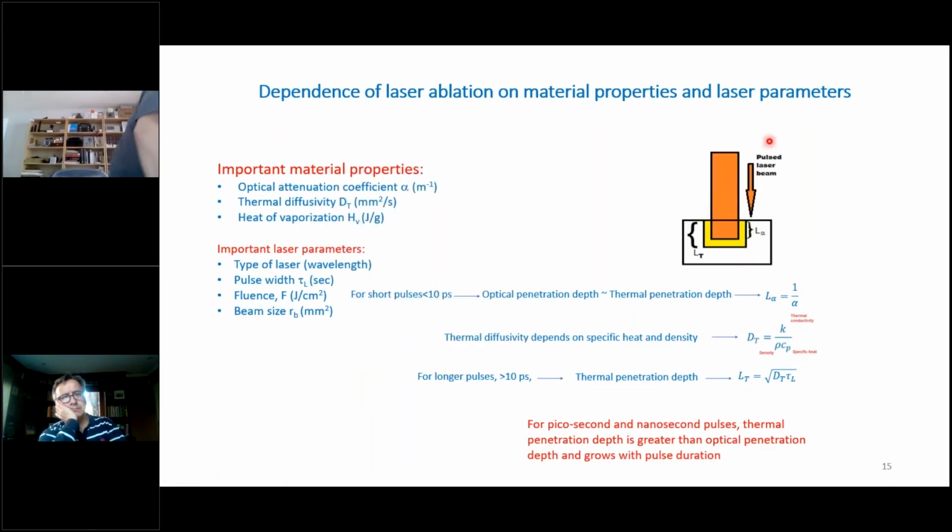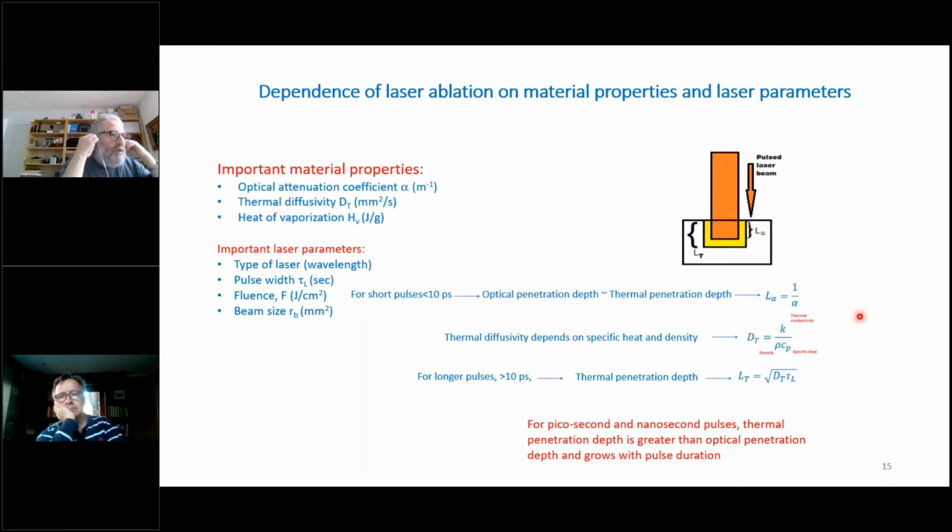So I would like to bring your attention to this diagram. You see this laser beam is shining on this block and is penetrating through the block by this depth of L alpha. If the pulse width of the laser is too short, below 10 picoseconds, the thermal penetration will be the same as the optical penetration. But if the pulse width is greater than 10 picoseconds, the thermal penetration depth L tau would be larger than L alpha, the optical penetration depth.